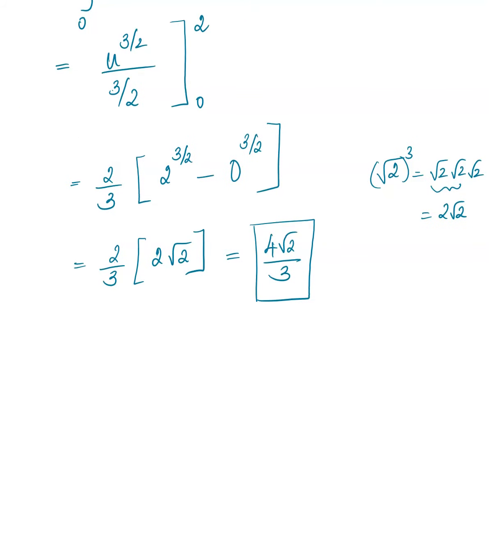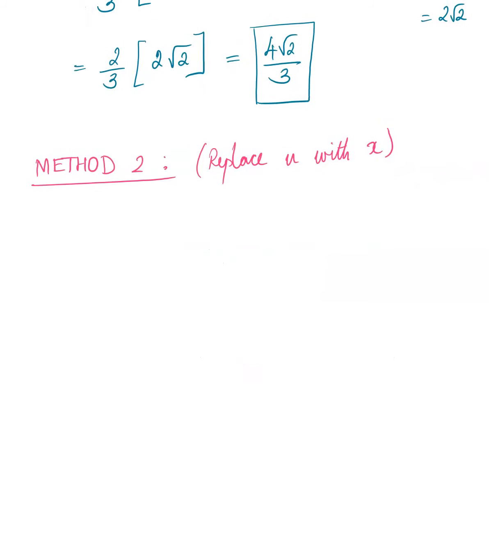Now let's go to method 2. Method 2 says that we will replace u with x in the end, which means we will not adjust any of the limits. So same story: let u be equal to x cubed plus 1, du is 3x squared dx. Because our problem is kind of far away now, I'll just rewrite the question here.